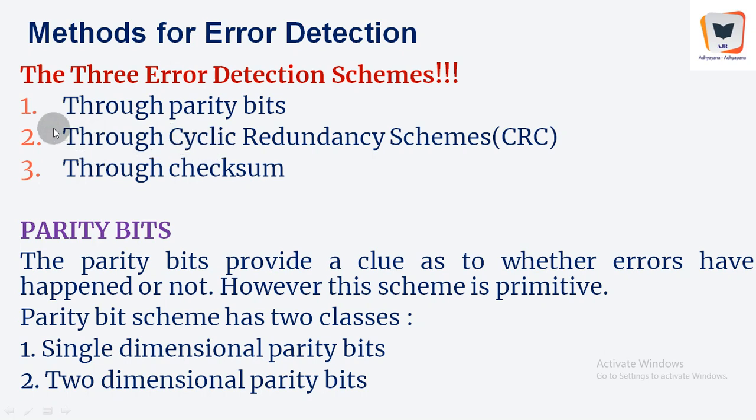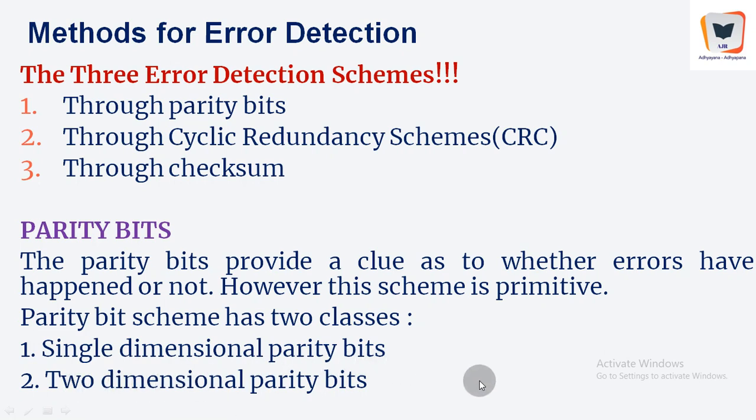It needs a rigorous explanation, and we will restrict this particular tutorial to understanding how exactly errors can be detected through parity bits. By parity we mean same. The parity bits provide a clue as to whether errors have happened or not. However, this scheme is very primitive because it is very simple, and with this implementation there can still be errors. But for the sake of completeness, let us understand how parity bits work in order to detect whether errors have happened or not.